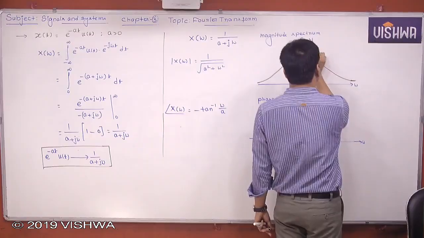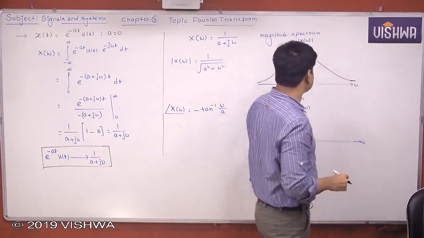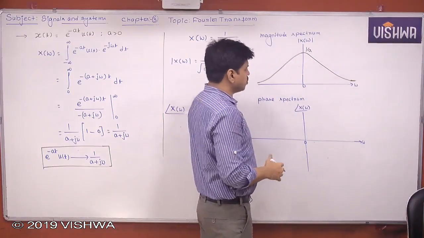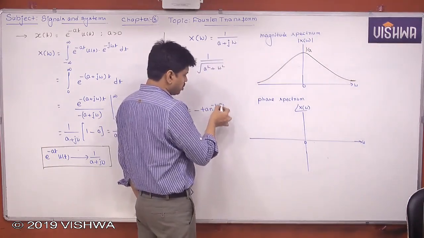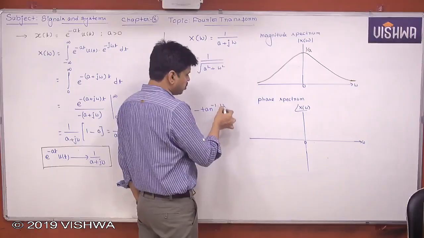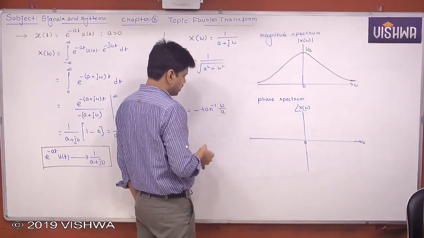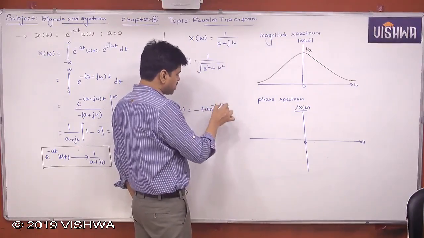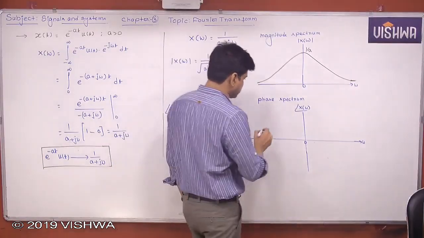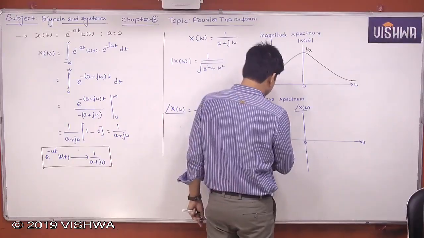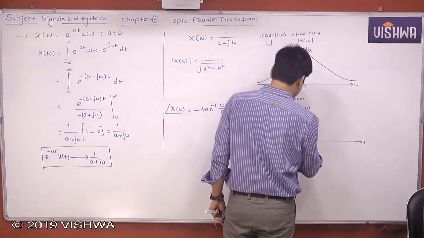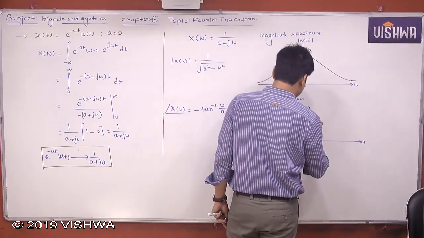Whose value is equal to 1 by a. Now, what is the phase spectrum? If omega is equal to 0, its value is equal to 0. If omega is equal to infinity, its value is equal to minus 90 degrees. If omega is equal to minus infinity, this value is equal to plus 90 degrees. So, its value is ranging from, let's take plus 90 degrees.